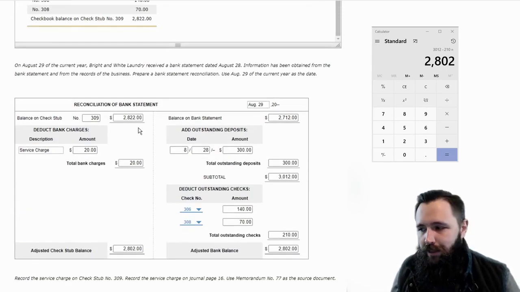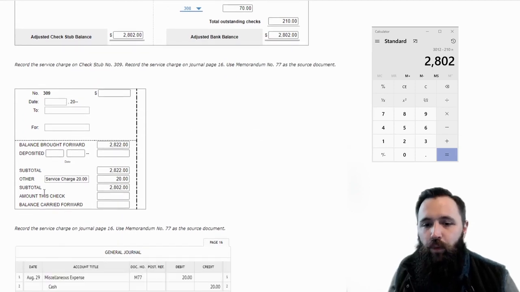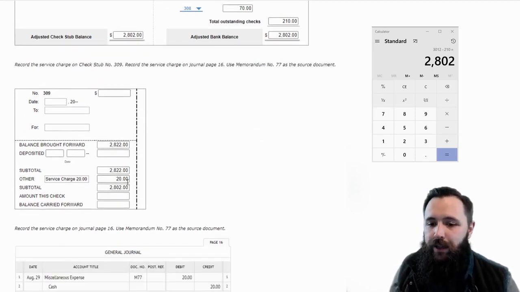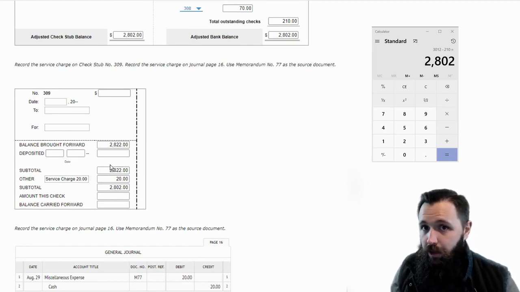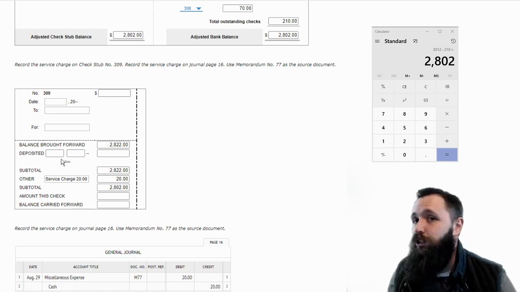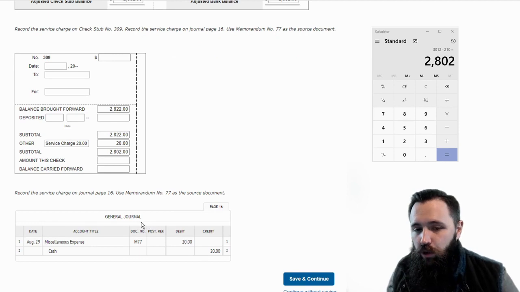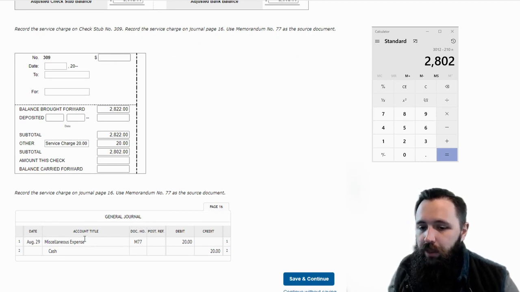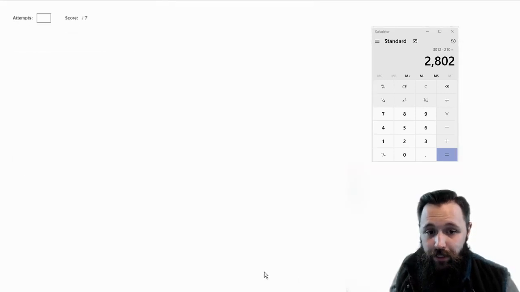We filled out the reconciliation of this bank statement. We made sure that the adjusted check stub balance and the adjusted bank balance match. We went down here to our check stub and recorded that service charge on our check stub here. And now when we go ahead and write check number 309, this is going to be correct. And we also journalized this miscellaneous expense on the date that we had this reconciliation. So let's save and continue.